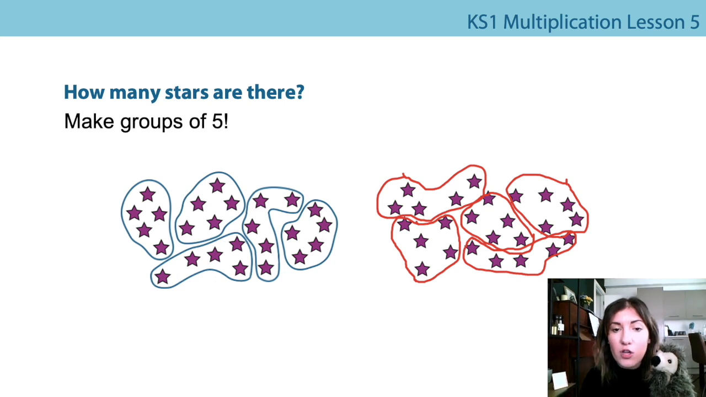So let's make sure that we've got 5 groups over here. So we've got 1, 2, 3, 4, 5. We've got 5 groups, and we know that 5 groups of 5 is 25. So even though I circled them differently, in a different way, it's still the same amount of stars and groups.